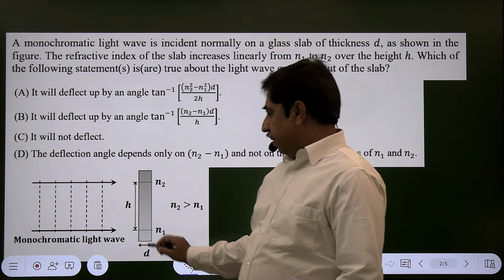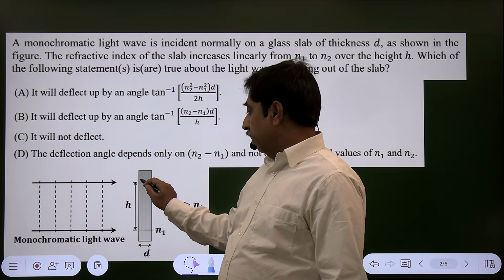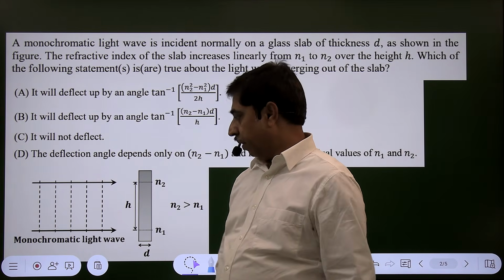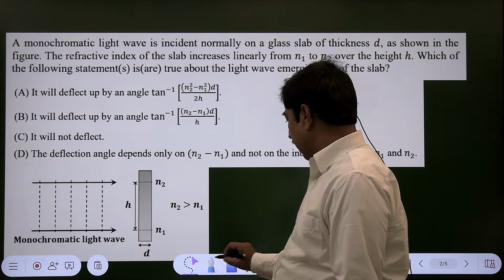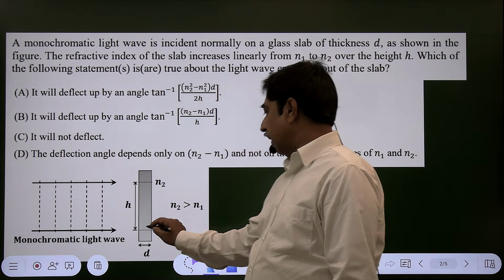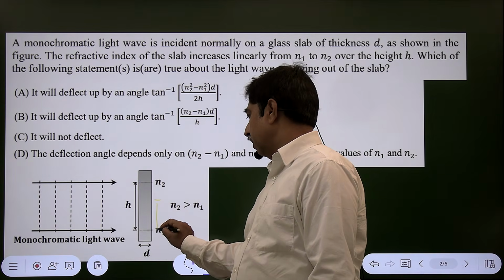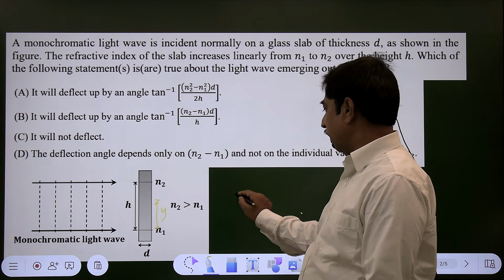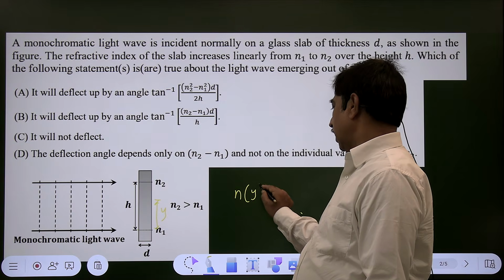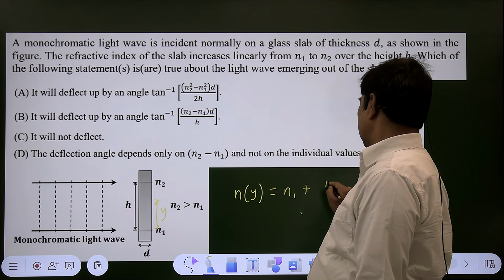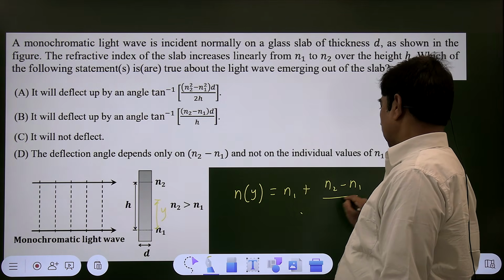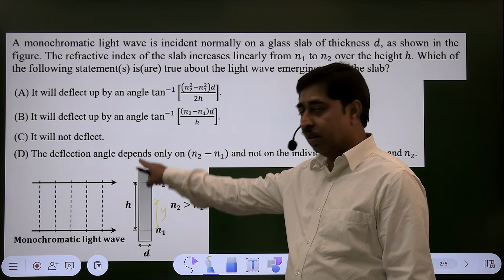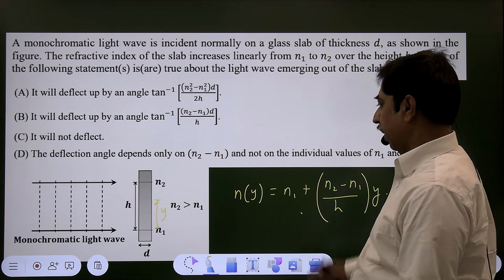This is the glass slab. यहाँ refractive index N1 है और यहाँ पे N2 है. Refractive index N1 से N2 linearly बढ़ रहा है. Okay, fine. Linearly बढ़ रहा है का meaning ये हुआ कि अगर आप यहाँ से y हाइट पे हैं, इसको y0 मान लीजिए और यहाँ से y हाइट पे हैं, तो यहाँ पे जो रिफ्रैक्टिव इंडेक्स होगा एट हाइट y, it will be n1 plus (n2 minus n1) by h into y. The refractive index is growing linearly. This is what it means.